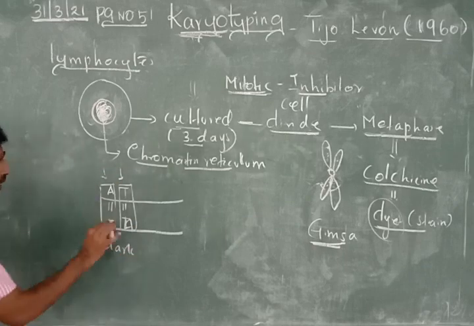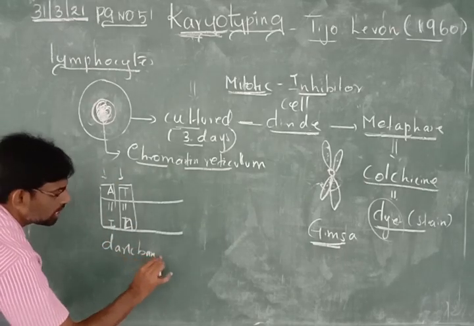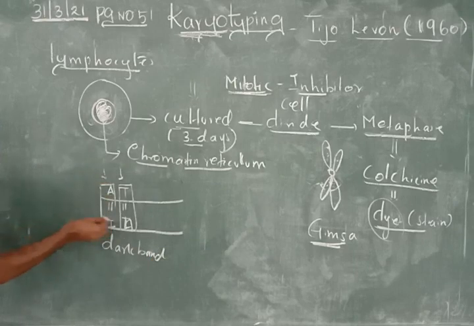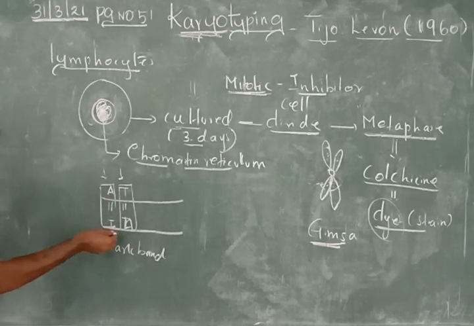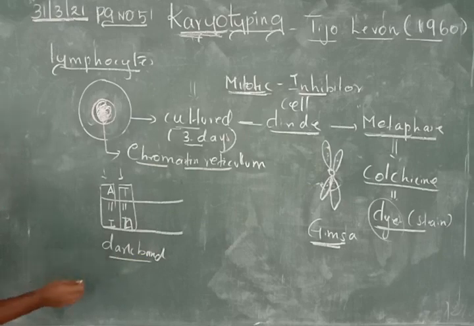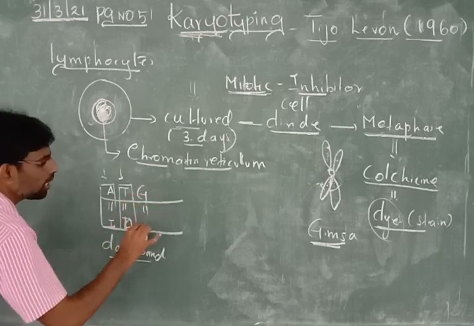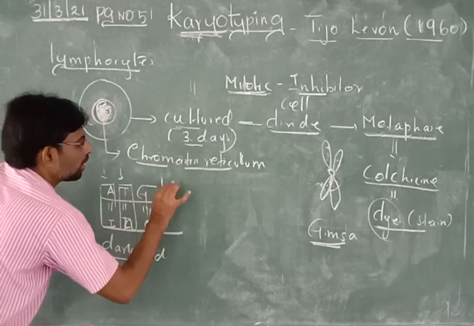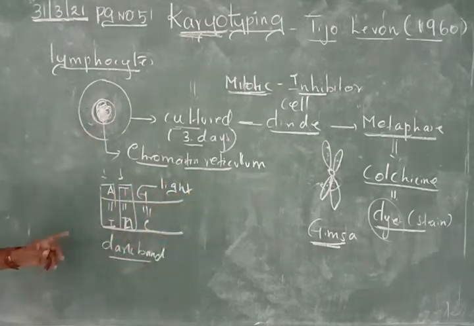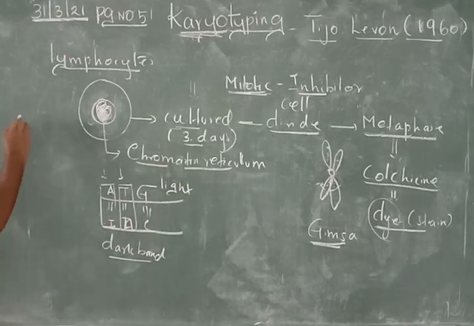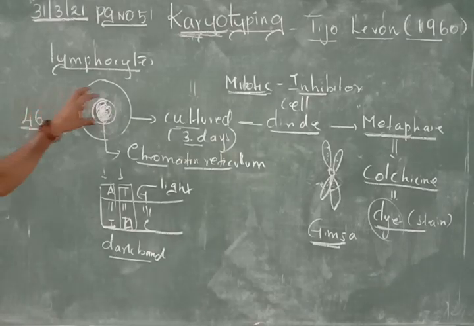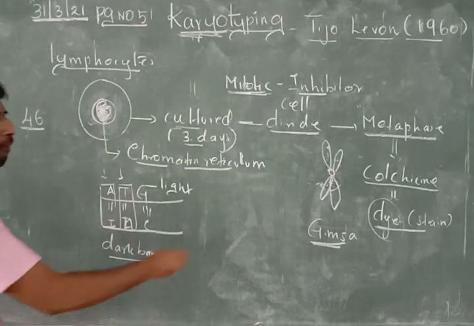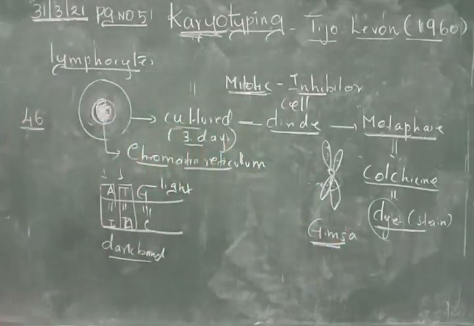So wherever the AT rich region is there, this Giemsa dye will go and add to this, and it becomes dark, and wherever the G and C region is there, it becomes very light. So this region is the light region and this region is the dark region. So out of 46 chromosomes, we have done this karyotyping, and at the end of this karyotyping, we have added a dye to this.